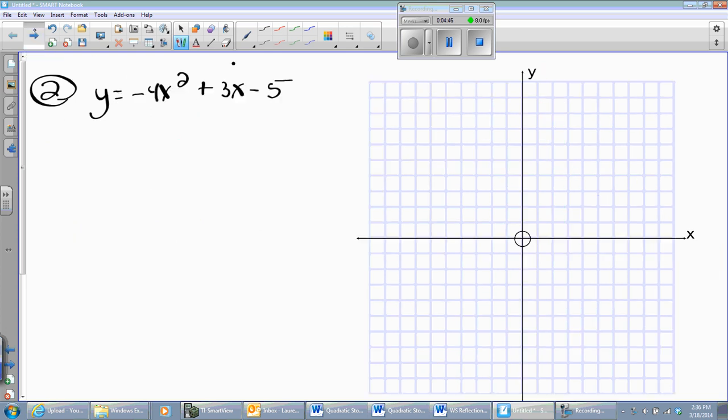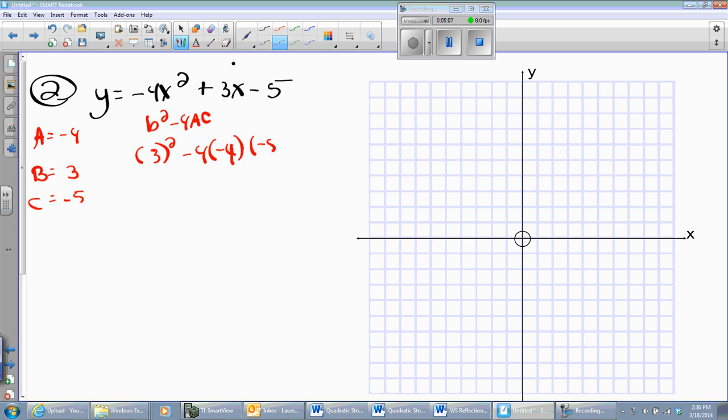All right, let's try another one. Again, the first thing I do, go looking for the discriminant. So I need to know A, B, C. Easy as negative 4, 3, negative 5. And then I go b squared minus 4ac. And so I put 3 squared minus 4 times negative 4 times negative 5. I'm going to get 9. Oh, I know I'm going to get like a negative 80 here, I think. Yeah, negative 80. It's going to be negative 71.